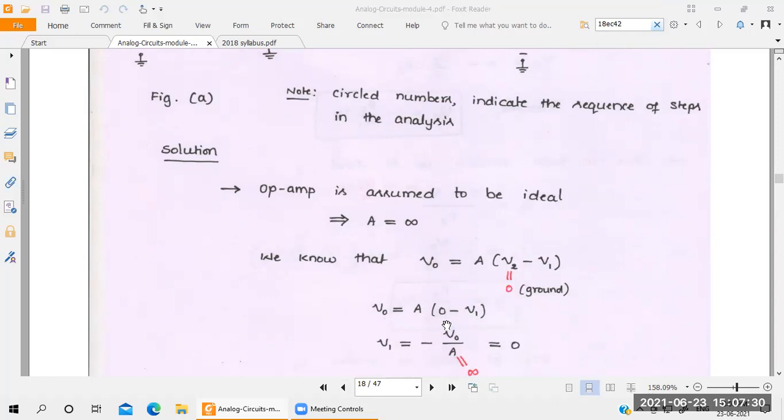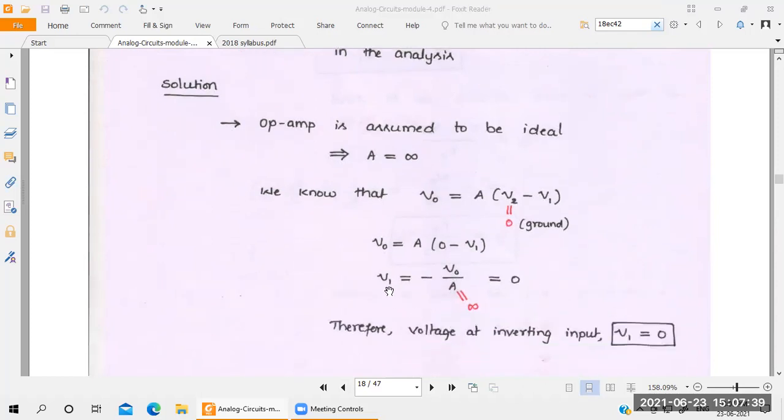Put 0 value for the V2 here. Then simplify here. V1 you take outside. So what will we get here? Minus V0 by A. So V1 is equal to what here now? Minus V0 by A. That should be equal to what here? 0. Understood?